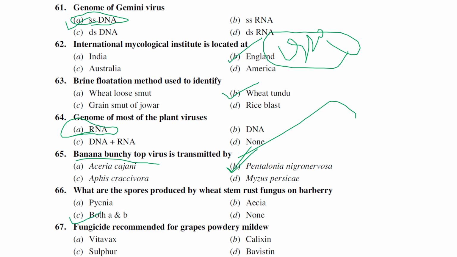Fungicide recommended for grapes powdery mildew. For grapes downy mildew we can recommend Bordeaux mixture. For grapes powdery mildew we can recommend a fungicide called Calixin. I think it's tridemorph. The trade name is Calixin, the chemical name is tridemorph. Triadimefon is Bayleton, tridemorph Calixin, I think.